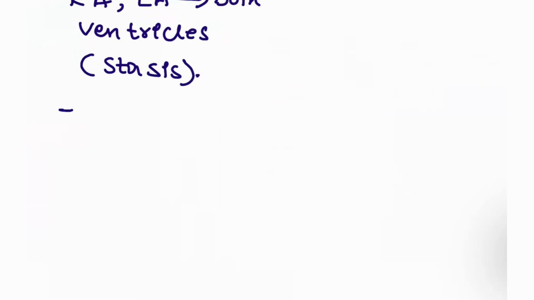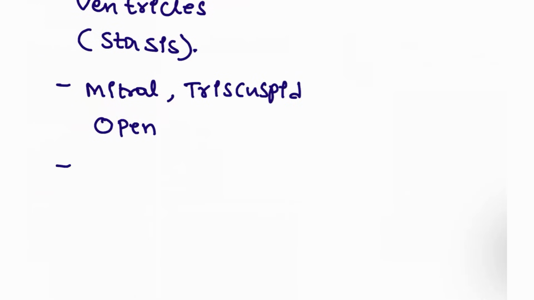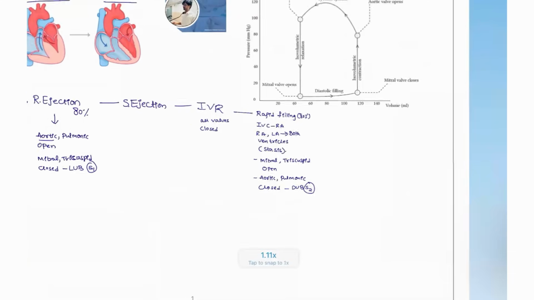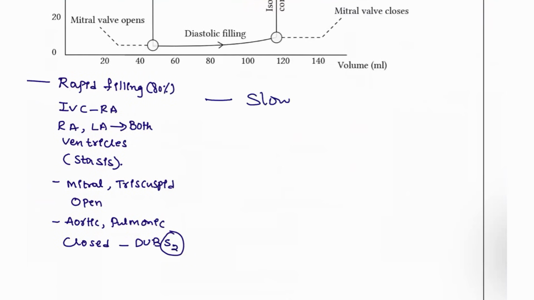So what are the valves that are opening here? The mitral and the tricuspid valves are going to open, because these are the AV valves, right? When these AV valves are open, the blood can easily fill into the ventricles. What are the valves that are closed here? The aortic and the pulmonic valves. When these valves close, it will cause the dub sound. This dub sound is known as the S2 sound. These are the main phases that you have to remember. Next, slow filling will continue, around 20%.